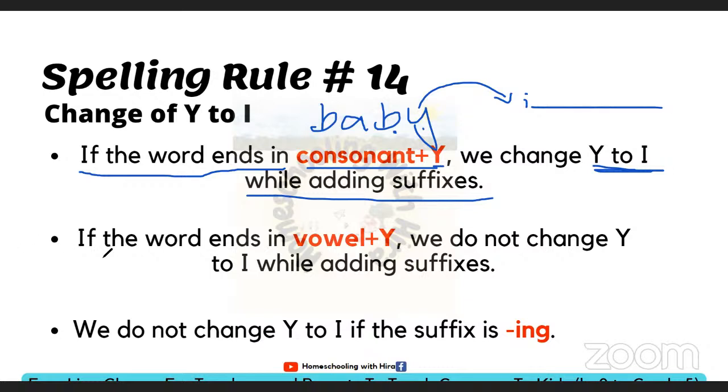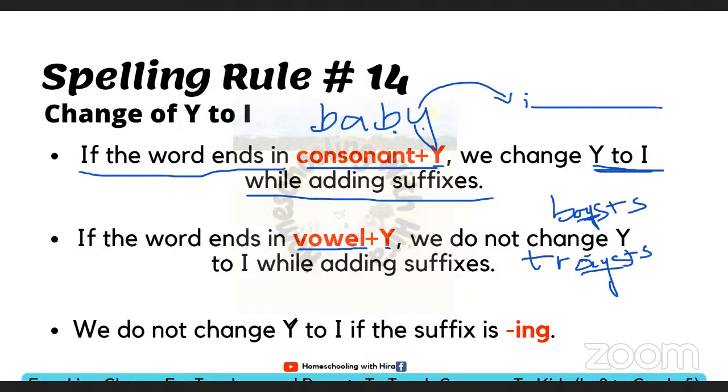Okay? Second rule, if the word ends in vowel plus Y, we don't change Y to I while adding suffixes. For example, अगर आपका वर्ड है TRAY या BOY, अब ये तो प्रॉपर हमारे पास इंग्लिश साउंड है ना, ओय और ए, लेकिन स्टिल if you have a vowel plus Y and you want to add any suffix to it, for example S, or चले ऐसे लगा लें यहाँ पे भी, so you will not change Y to I, you will simply add S here because you have a vowel before Y.